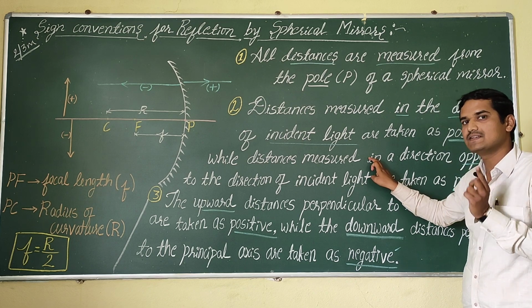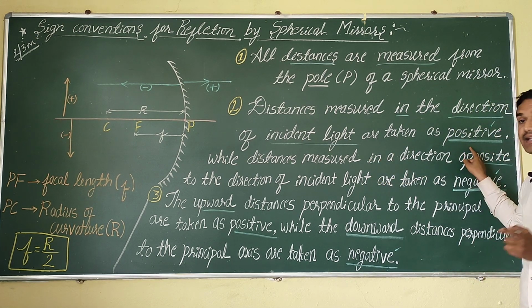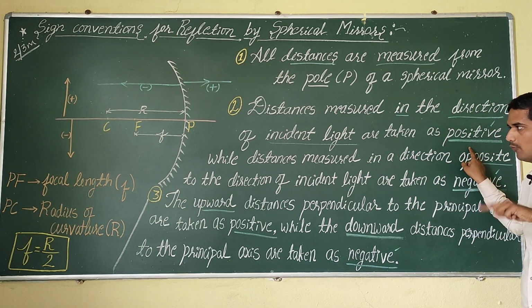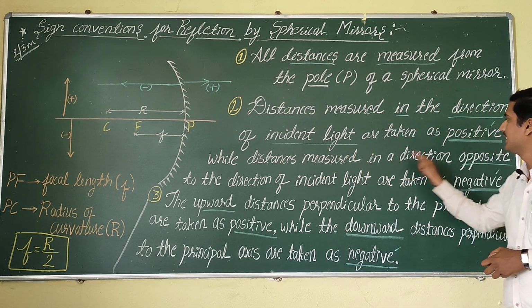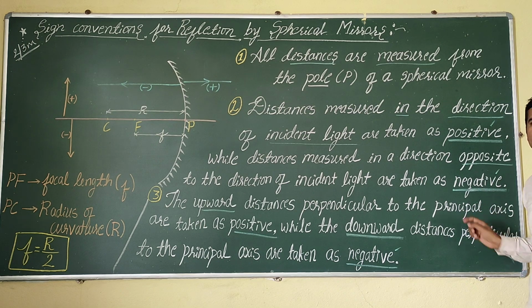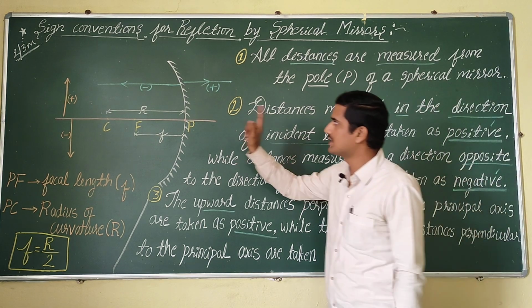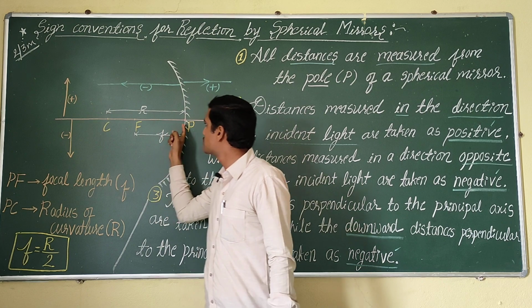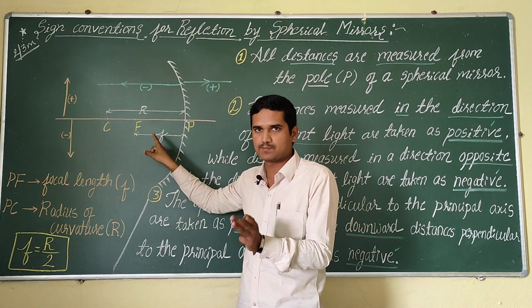The distances measured in the direction of incident light are taken as positive, while the distances measured in the direction opposite to the direction of incident light are taken as negative. Very simply I will tell you. Observe here, all the distances should be measured from the pole. Already you know this point.